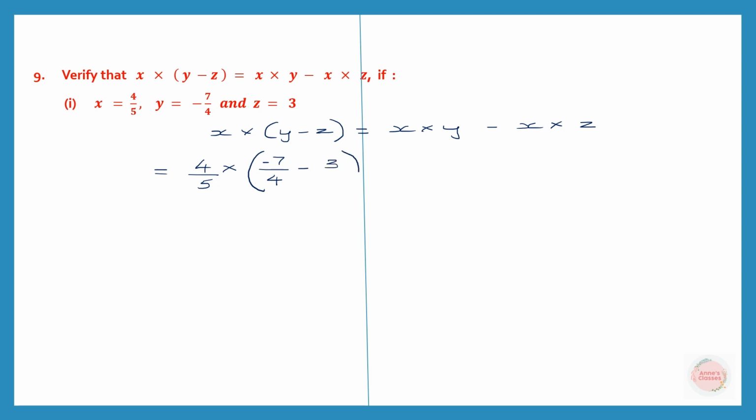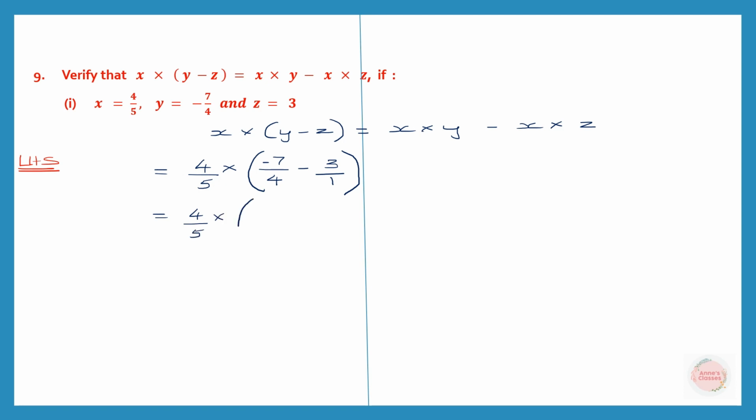So first let's work out this, which is the left hand side. What is within brackets we have to work out. So let's give this the denominator 1. Before the bracket we have 4 by 5. Right now there is no change. We write it as it is.